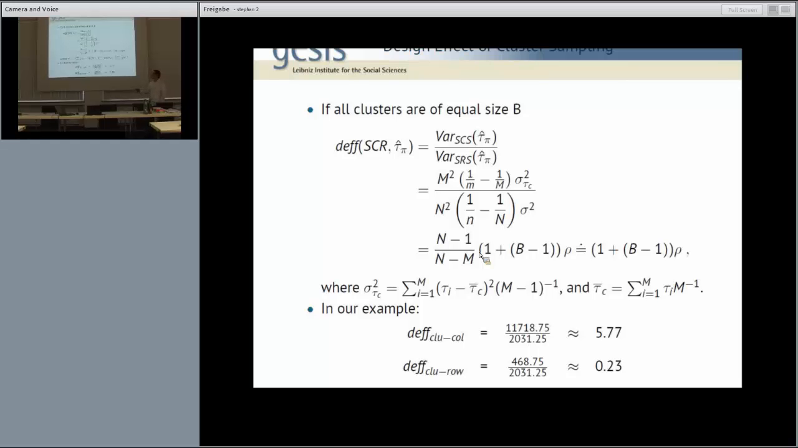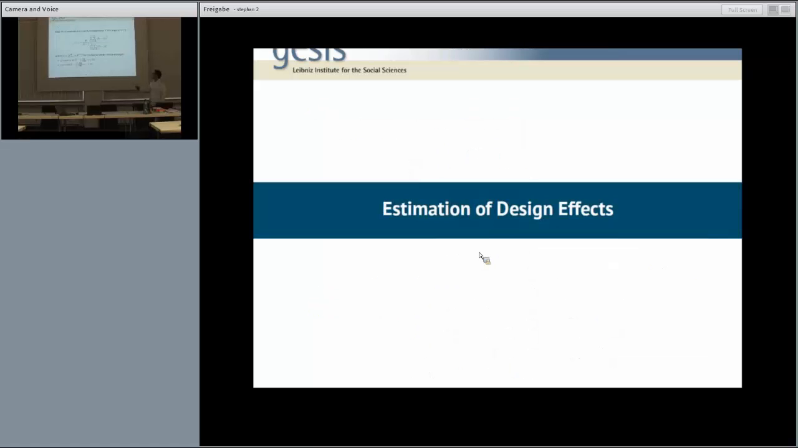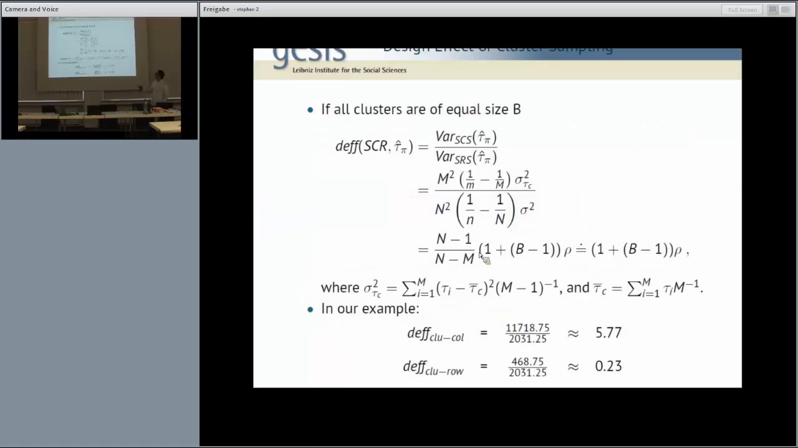So this is just a design effect for simple cluster sampling. I can write it like this. And this rho again is the intraclass correlation. Usually, I would assume that capital M is much larger than small m, so you can drop this factor and just show the simpler version. And this would then be our design effect. The only thing we need to estimate would be this rho. And B, in this case, I assume that each cluster has the same size, so B is the cluster size.